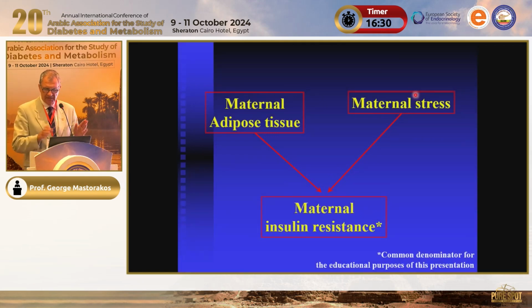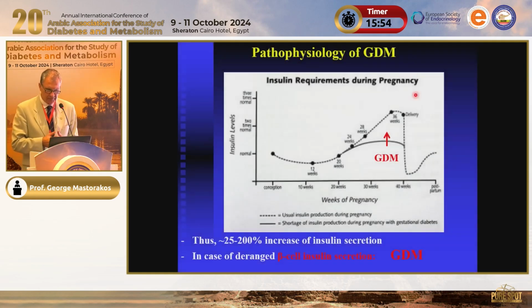And this could be just a cartoon in order to show you how I would like to develop this talk towards the idea that maternal adipose tissue influences the development of insulin resistance during pregnancy and is implicated in the development of the pathologic entity that we call gestational diabetes, and on the other hand, the maternal stress as it is perceived by the body of the mother when she responds either to internal stressful stimuli or to external stressful stimuli.